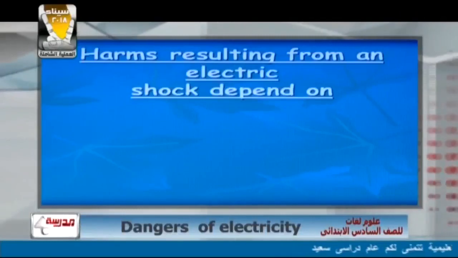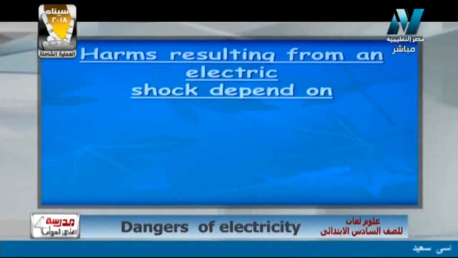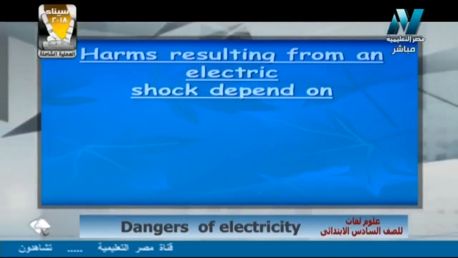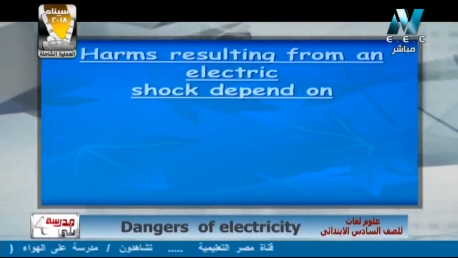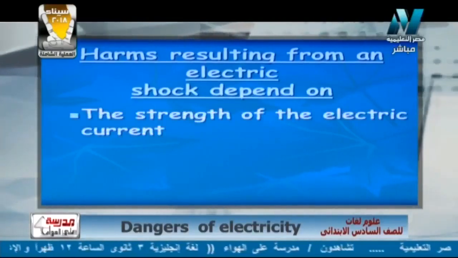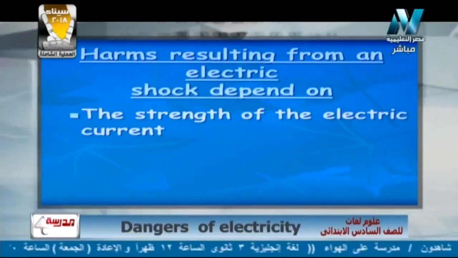So now, what about the harms? What about the harms resulting from the electric shock? يعني هل في أضرار بتحصل من electric shock؟ طبعا ممكن تسبب for example حالة بنسميها electric shock أو الصدمة الكهربائية، أو ممكن تسبب الوفاة. طب ده معتمد على إيه؟ Number one, the strength of the electric current، يعني قوة التيار الكهربي.